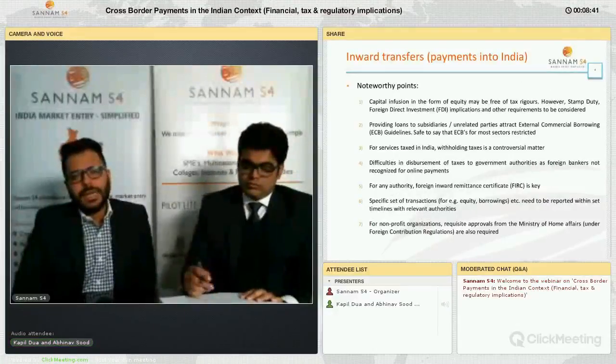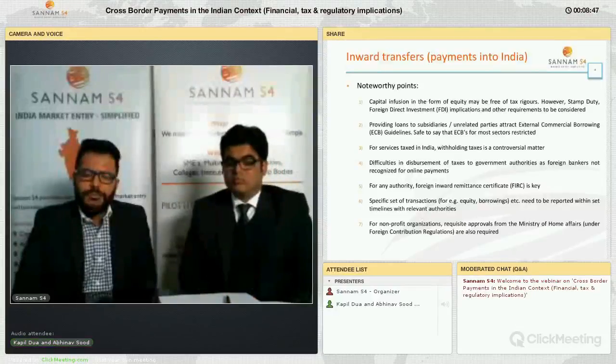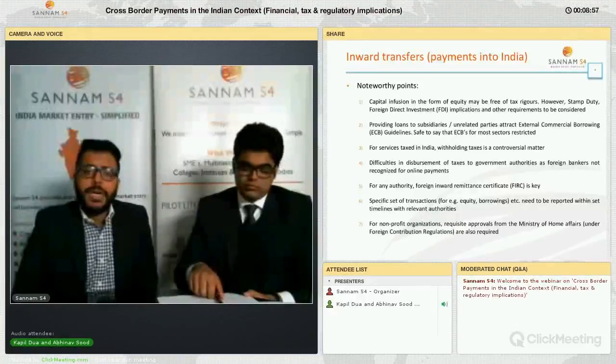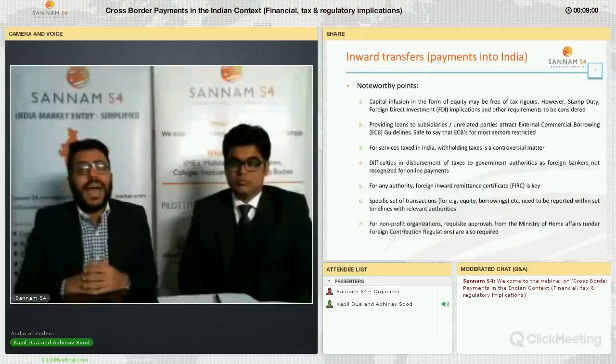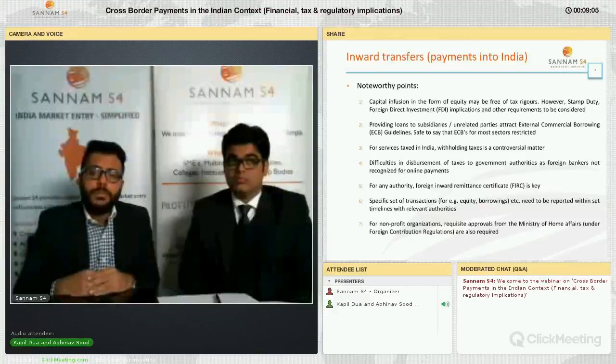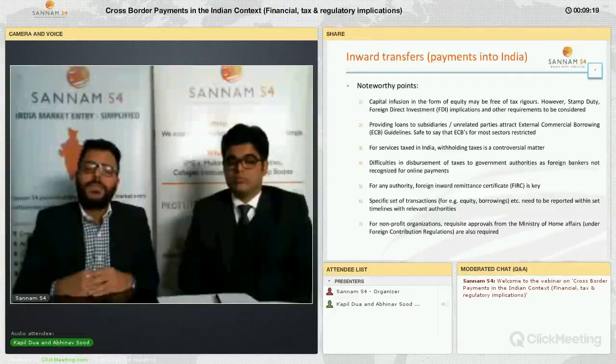It's also important to understand what other specific points you need to keep in mind when you're transferring funds into India. For example, we talk about sending money into India by way of capital infusion. When you transfer funds by way of capital into India, you don't need to worry about taxes per se because there are no taxes in India on your equity capital, but there are stamp duties. When an Indian company is issuing shares to a foreign resident who has transferred funds into India for equity capital, there could be stamp duties for increase of authorized capital of the company.